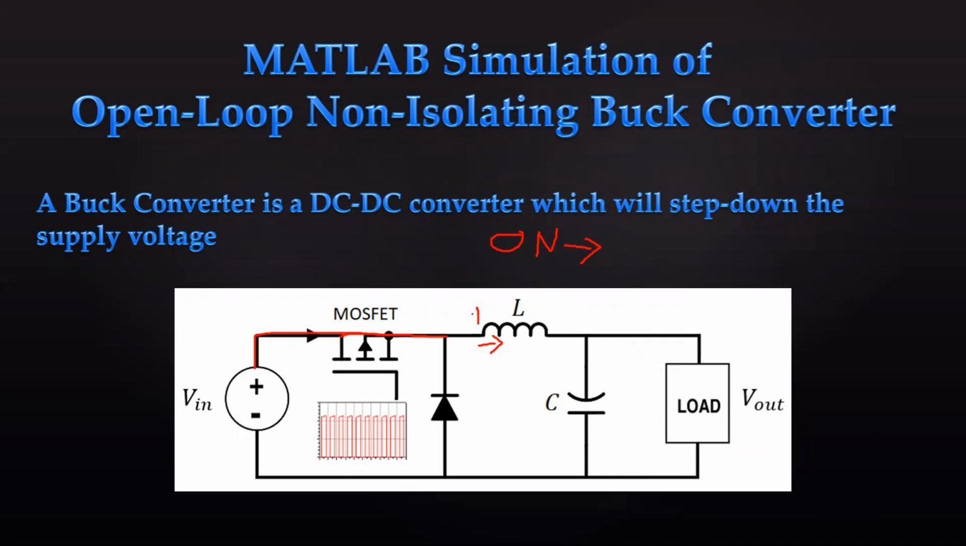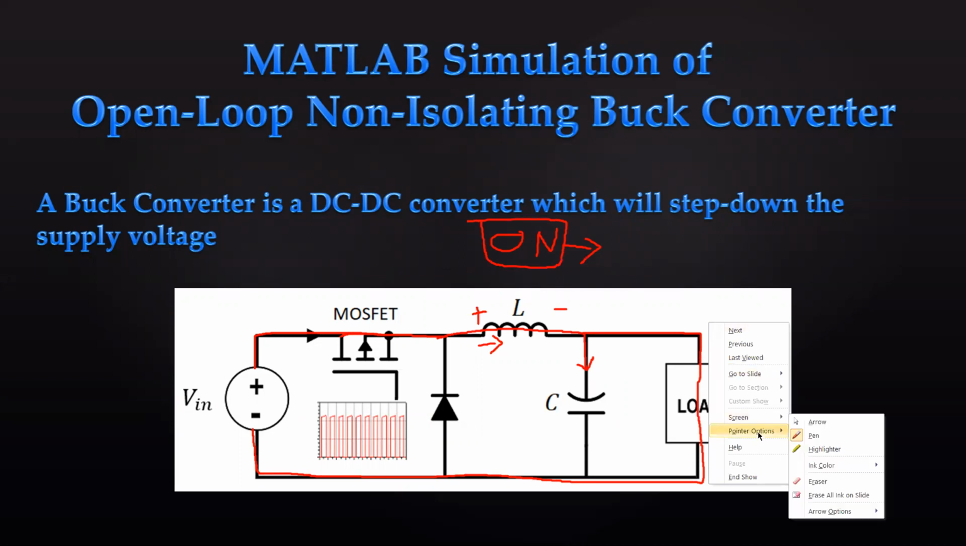So this will charge the inductor. So plus will be here, minus will be here. It will go on. Some charging current will pass through the capacitor, but the main current is this, which will go in the load. Then it will come back and go to the negative, right? So this is the condition when the MOSFET is on. This is the first condition.